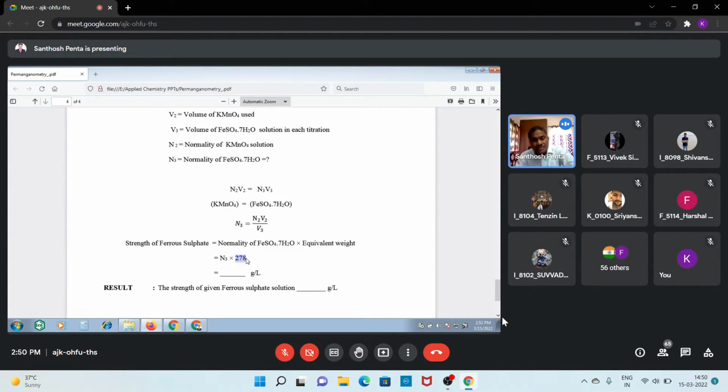Equivalent weight is also 278 because the change in oxidation number is +2 to +3. That means during the titration, what happened? Okay, that we will discuss. So equivalent weight is 278, multiplied by normality, that you would be getting the strength of ferrous sulfate solution.